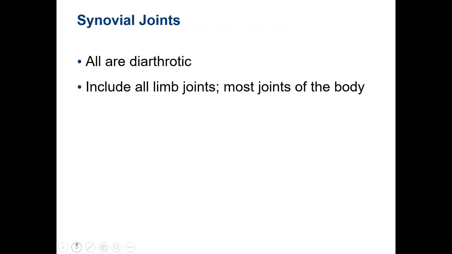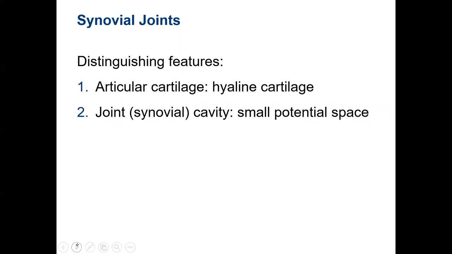Now the synovial joints are all diarthrotic joints, freely movable joints. This is most of the joints of your body. Every synovial joint has some distinguishing features. First of all, the bones are lined by articular cartilage, that hyaline cartilage that reduces friction in the joint. And the bones aren't directly touching each other. There's a joint cavity, there's space in between the bones.